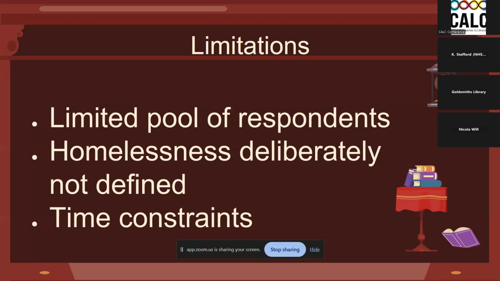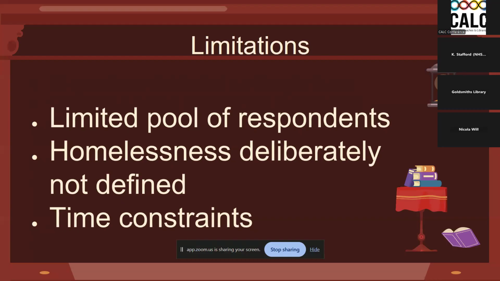Homelessness was deliberately not defined at the start of the survey. And this is because different local authorities and the constituent nations of the UK, as I said, define the term differently, and it seemed important to allow staff to understand it as it was understood within their own library service.